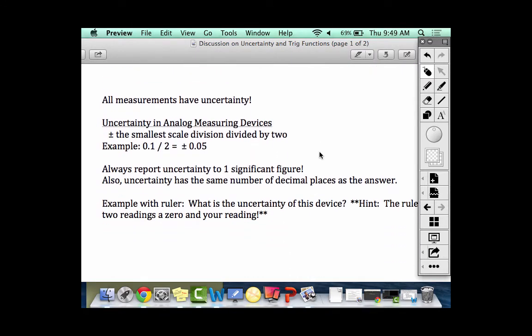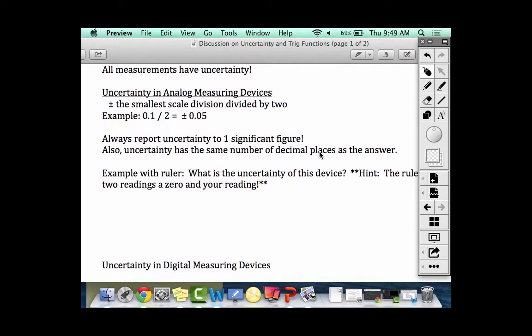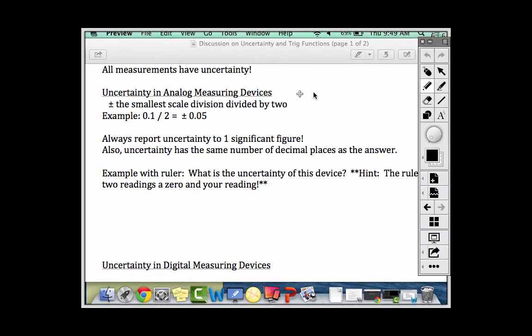All right, so then we get into uncertainty. All measurements have uncertainty. It's just the way the cookie crumbles, that there is some uncertainty in all measurements. And for the test, which will be on Monday, the big things that I'm concerned with you guys knowing about uncertainty is uncertainty in analog devices and then uncertainty in digital measuring devices. So let's do analog first. An analog device that I'm really concerned with you guys knowing about is a ruler. Okay? A ruler.